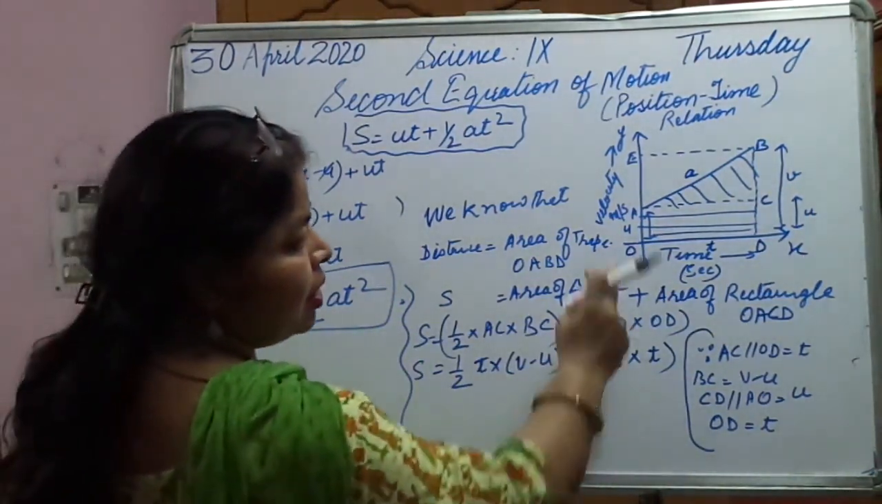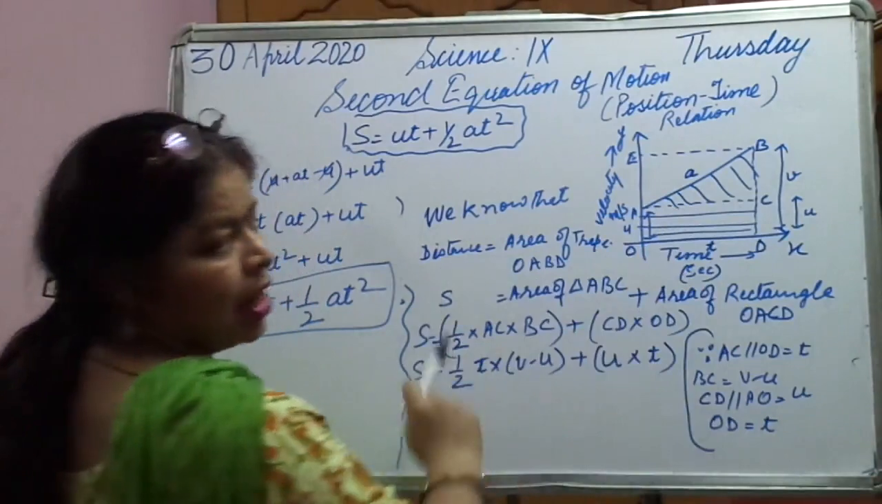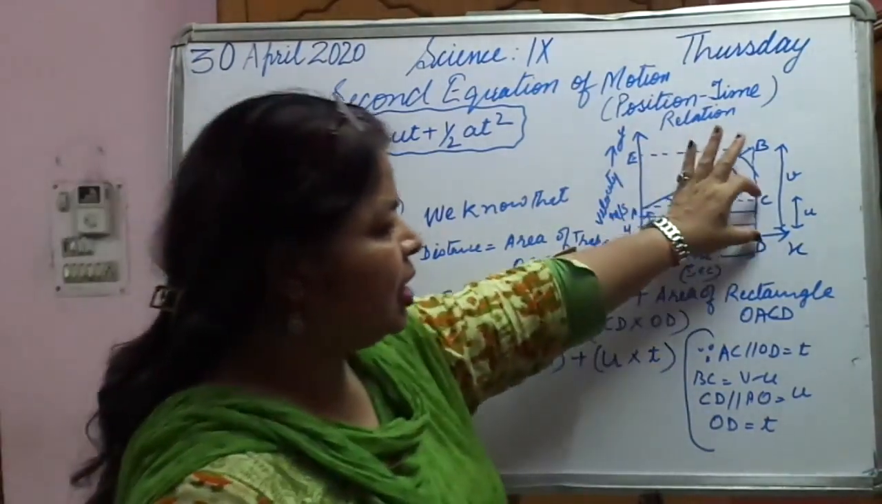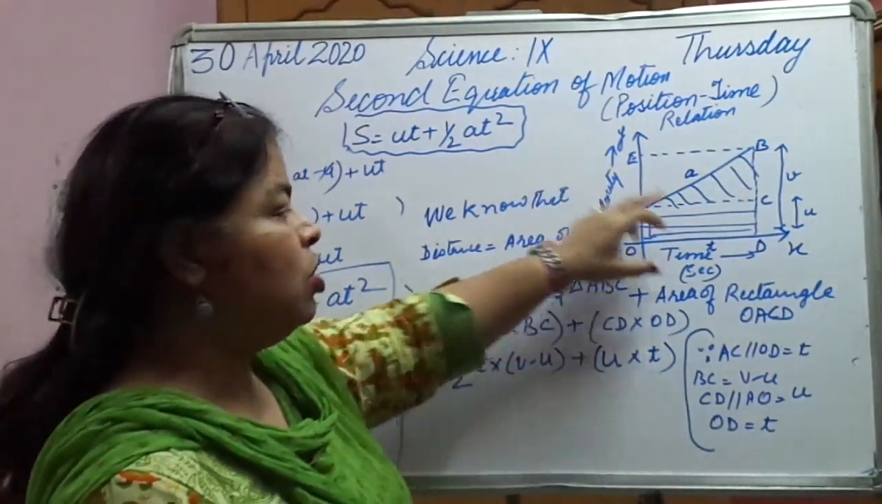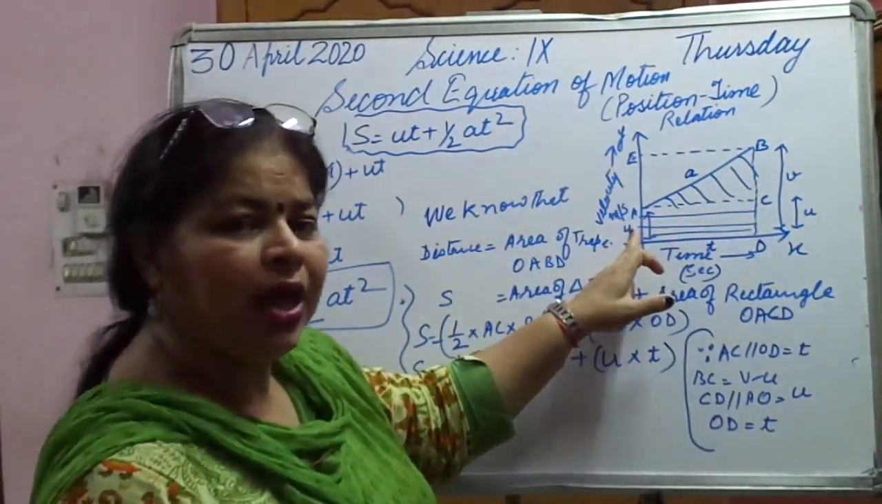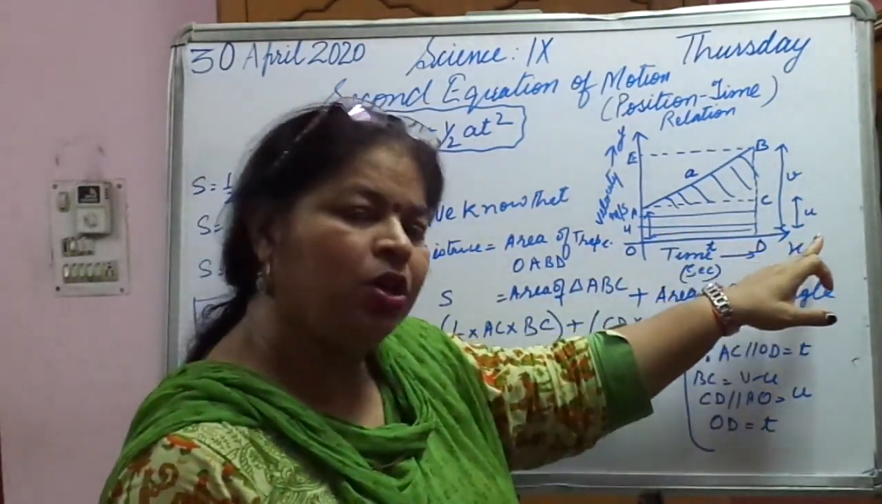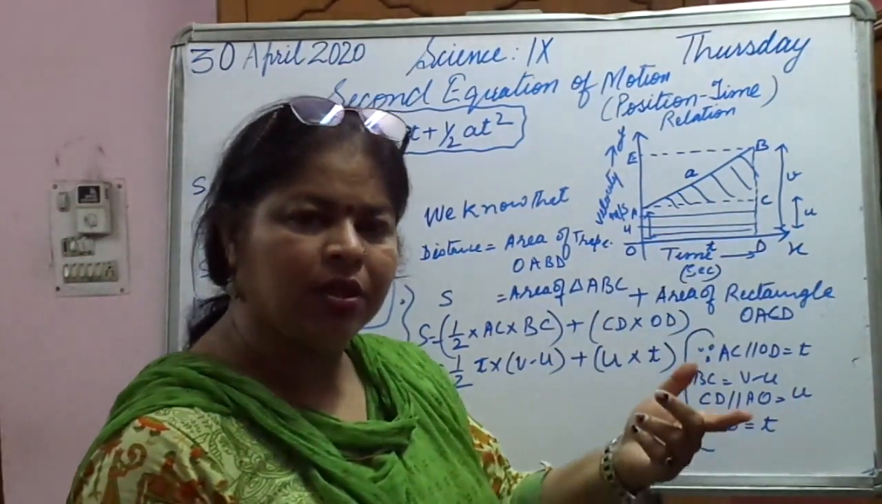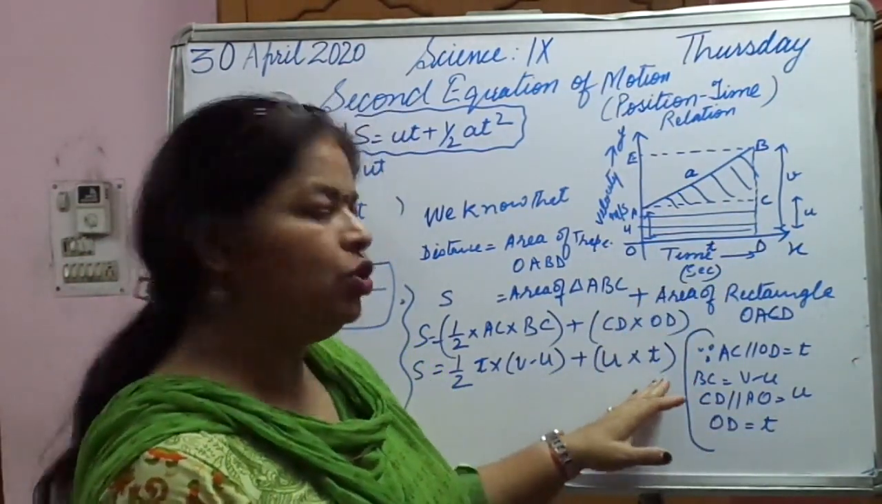Then comes the area of the rectangle, so it is U into T. What is CD? CD is parallel to AO, so whatever the value of AO is will be the value of CD. AO is U, so CD also becomes U. So U we have written, and OD is equal to T, which is already given. So U into T.